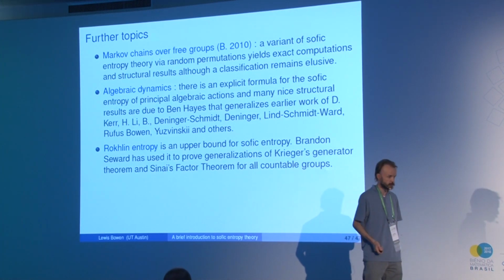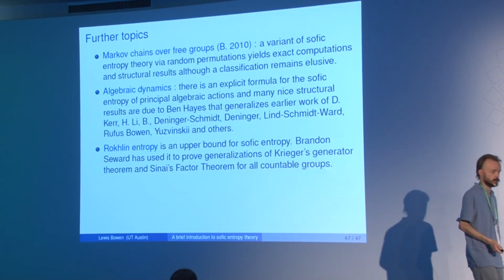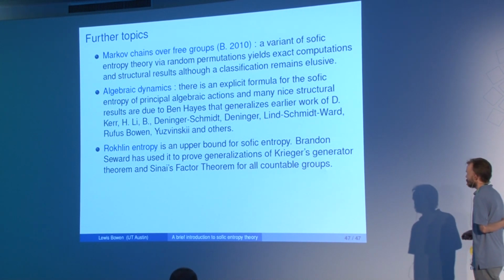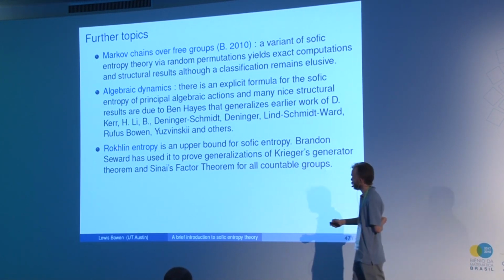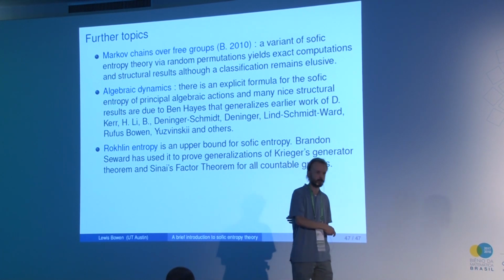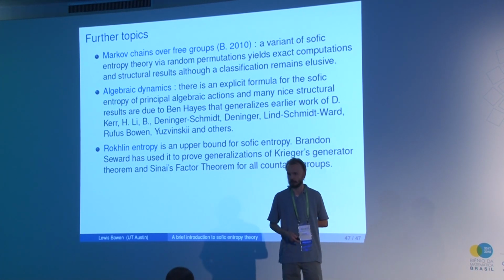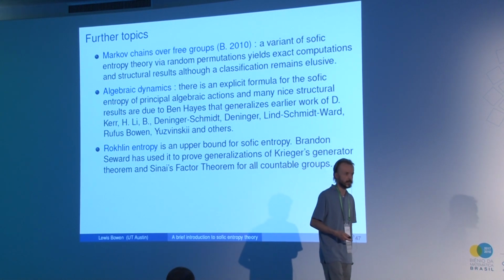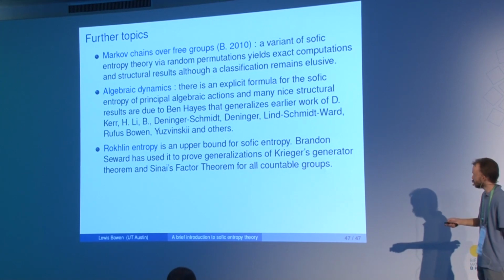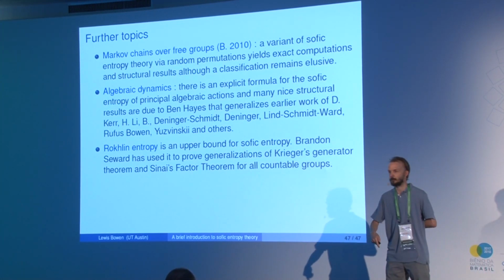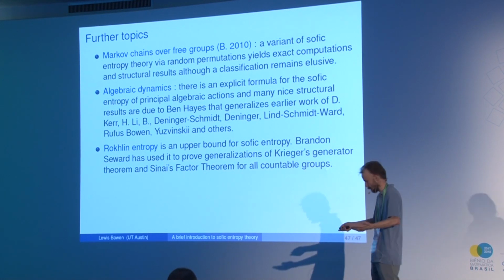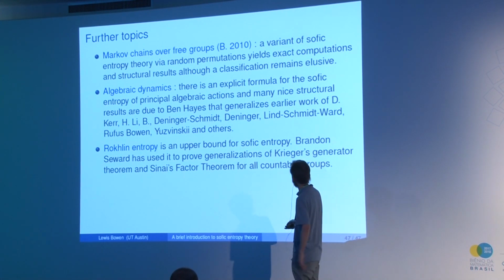Rokhlin entropy is a different kind of entropy theory that has been introduced by Brandon Seward. It's something that can be defined for arbitrary countable groups, but it's very hard to compute unless you have Sofic entropy. It's an upper bound for Sofic entropy, but Sofic entropy is the only known lower bound for Rokhlin entropy, which means that if you don't have Sofic entropy, you can't bound it from below.